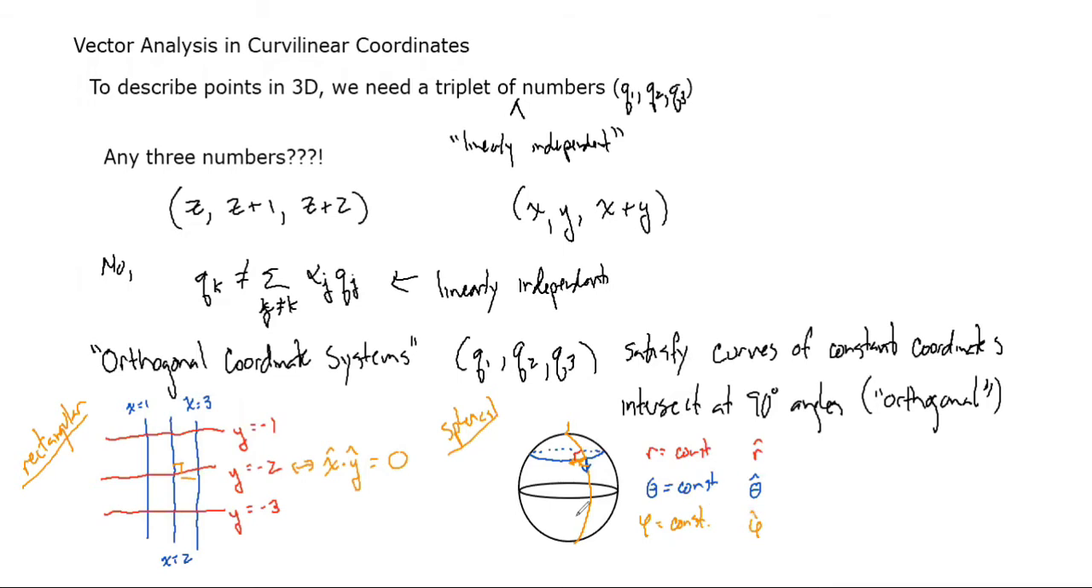So again, these two things mean I'm in an orthogonal coordinate system. Phi hat dot r hat, for instance, equals 0, or these lines of constant r, theta, and phi intersect at 90-degree angles.